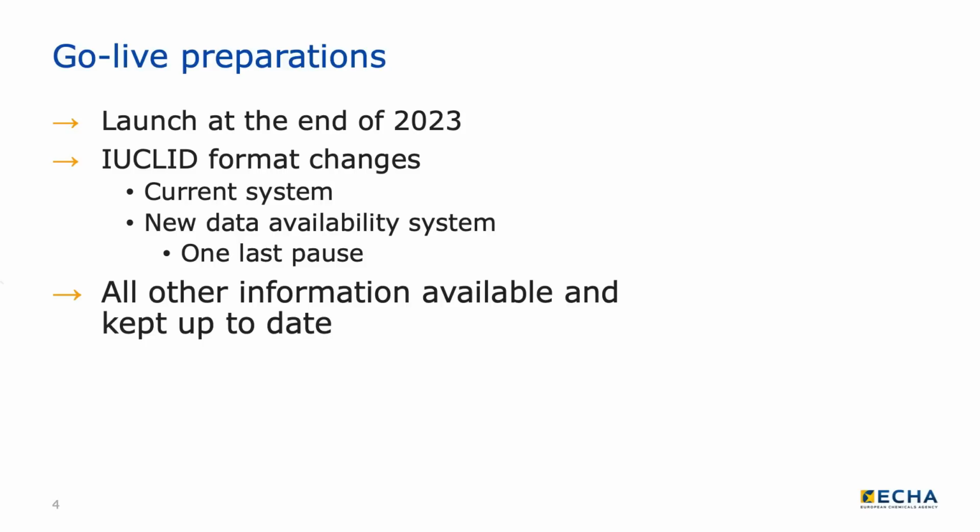In the current system, each time a Euclid format changes, we need to pause publication and adapt our system to the changes. With the new data availability system, this will no longer be needed. The system will adapt in real time. However, after May 2023, we will still have a last break in publication after the Euclid release, and we will resume publication of new dossiers in the new system. All registration dossiers submitted before the format change will be online in the current platform, and all other information will be available and up to date as well.